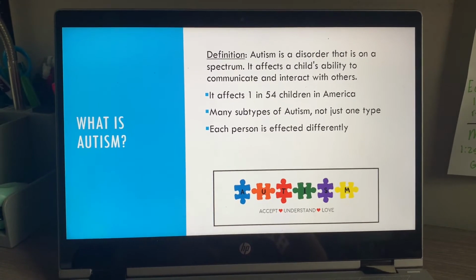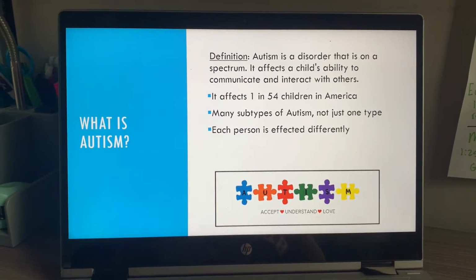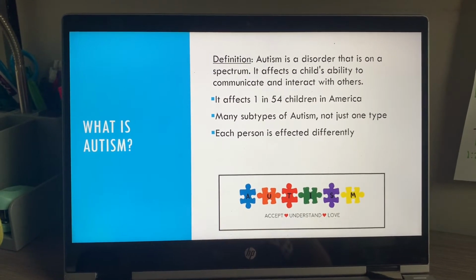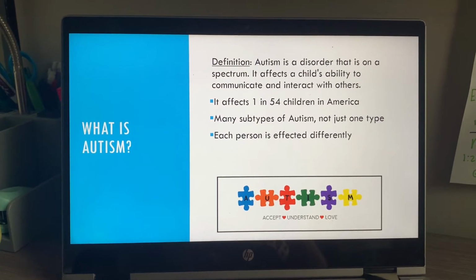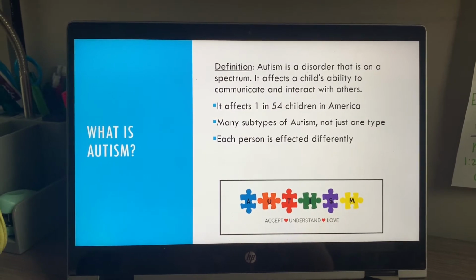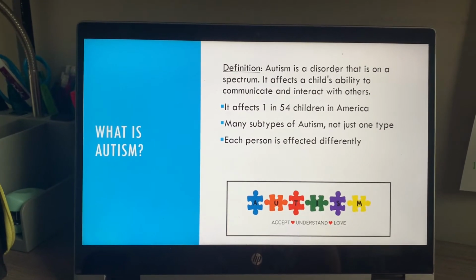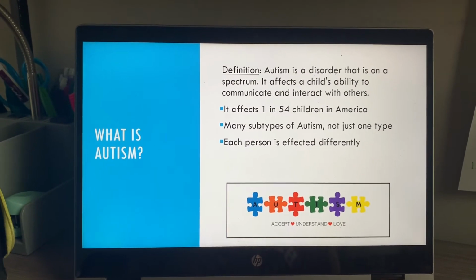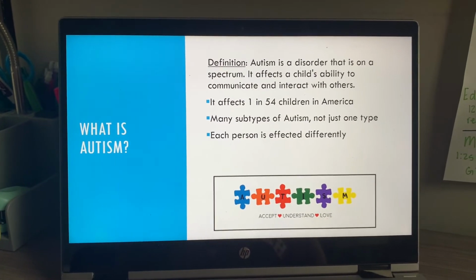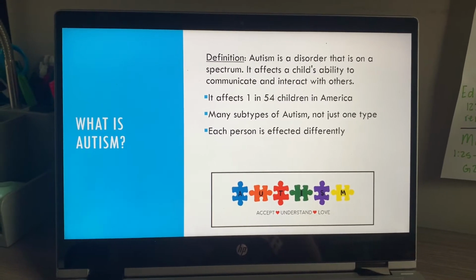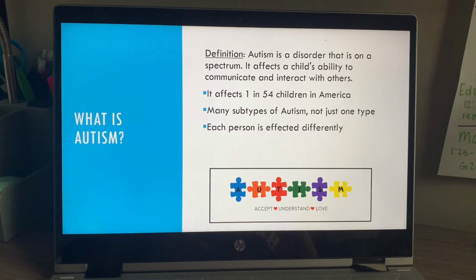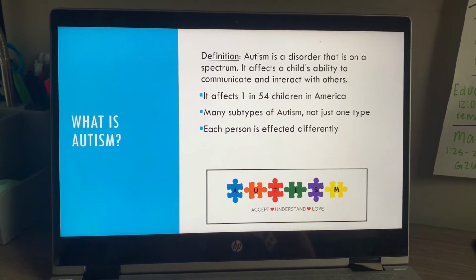There are many subtypes of autism. There's not just one type, which has to do with the spectrum. There are different types, and each person is affected differently, meaning if you have autism, you can be more severe or less severe depending on what place in the spectrum you are.